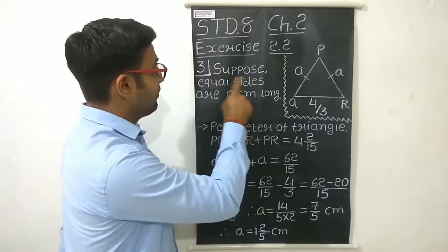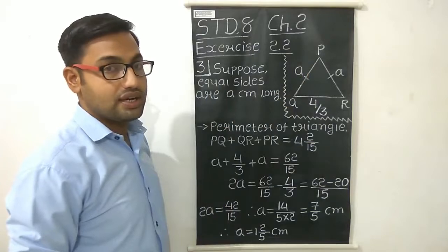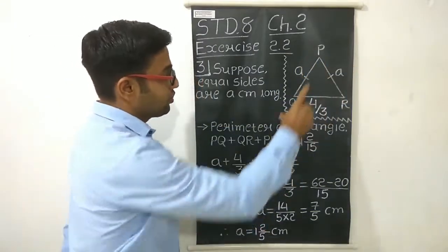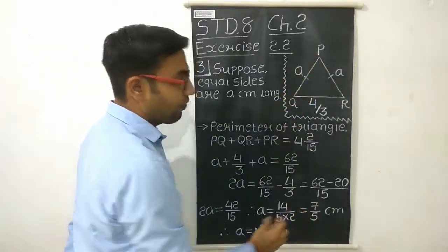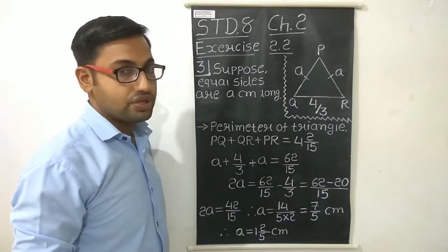What is a? We have supposed a as the side of an isosceles triangle, and both sides PQ and PR are equal. So this side PQ is 7 upon 5 centimeter. This side PR is also 7 upon 5 centimeter.